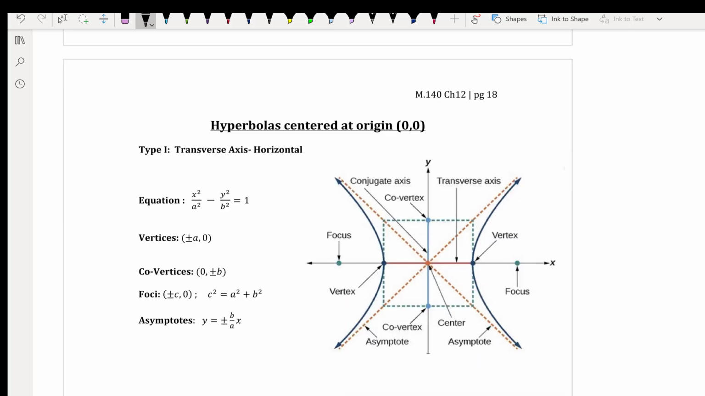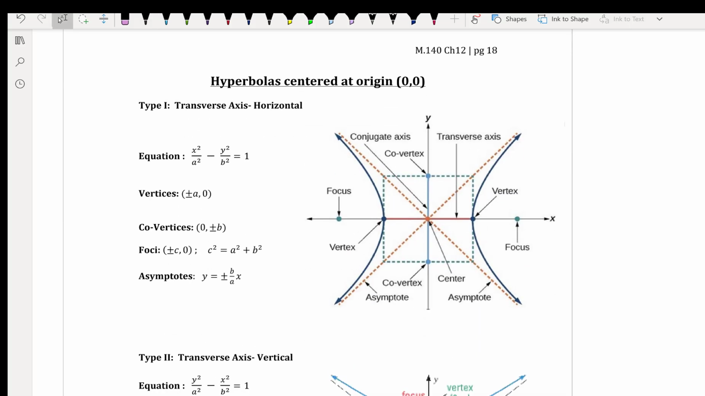Okay. The next thing that we're going to go over is hyperbolas. We have a hyperbola centered at the origin at 0, 0. So this is where it's along the x-axis, so these are horizontal, okay? And we also need to know the equation, the vertices, the co-vertices, the foci, and the asymptotes. The asymptotes are these lines that are dotted. So just to make sure that you understand, these are my asymptotes here. And I also have the vertices, which are here and here. Okay? All right.